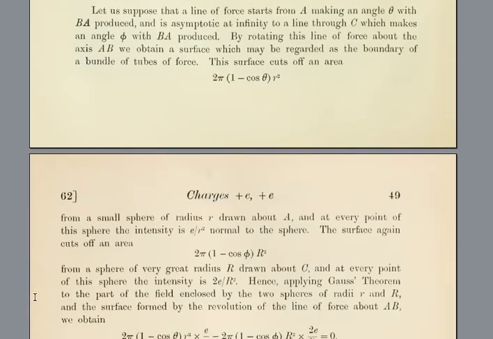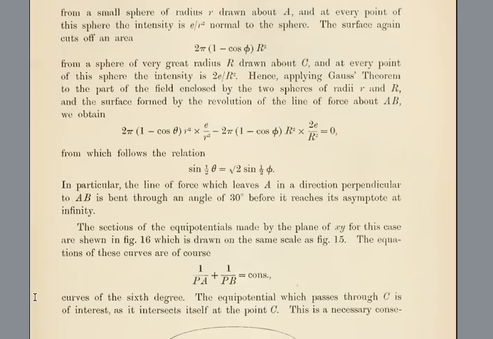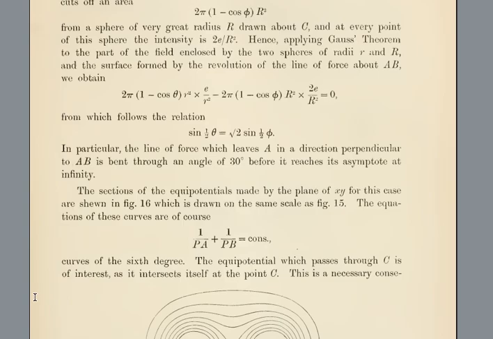Hence, applying Gauss's theorem to the part of the field enclosed by the two spheres of radii r and the surface formed by the revolution of the line of force about AB, we obtain the equation 2 pi times (1 minus cosine theta) multiplied by r squared times E divided by r squared, minus 2 pi times (1 minus cosine phi) multiplied by r squared times 2E divided by r squared, equals 0, from which follows the relation sine of 1/2 phi equals square root of 2 multiplied by sine of 1/2 theta. In particular, the line of force which leaves A in a direction perpendicular to AB is bent through an angle of 30 degrees before it reaches its asymptote at infinity.